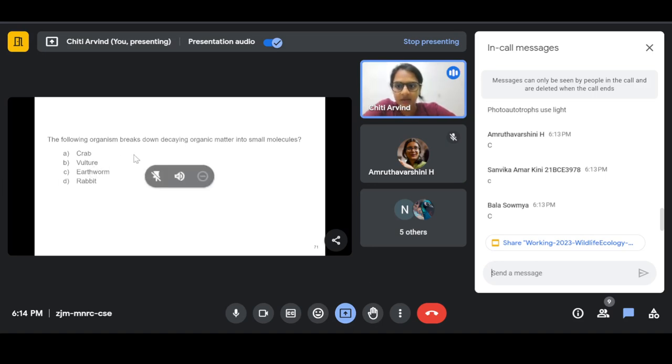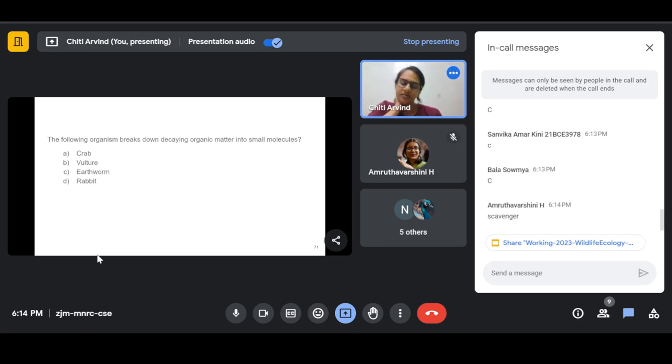Why is it not a vulture? What is a vulture? Correct. A vulture is a scavenger. And what is the difference between a scavenger and an earthworm? Well, a scavenger does feed on dead matter, but it does not break it down into small molecules, right? Unlike an earthworm. All right.